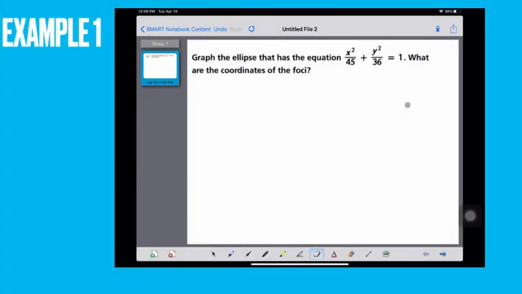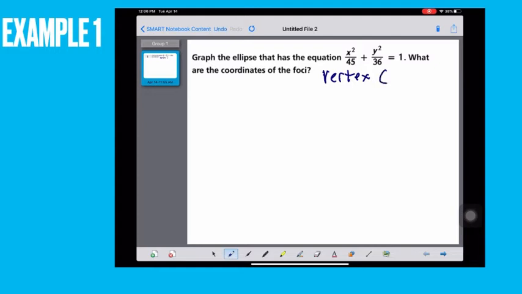Okay, so let's take a look at an example. We're going to graph this equation, x squared over 45 plus y squared over 36 equals 1, and we're going to come up with the coordinates for the foci. All right, so in our first example, we're going to graph the ellipse with that equation, and we're going to find the coordinates of the foci. So the first thing we're going to find is the vertex.